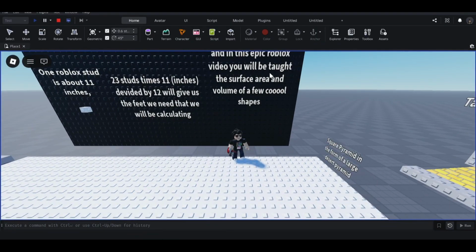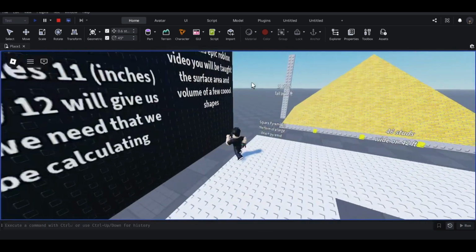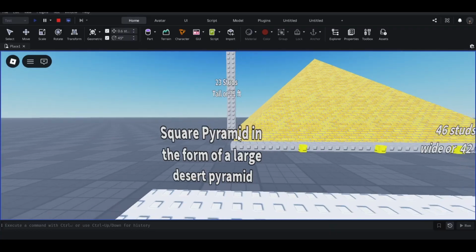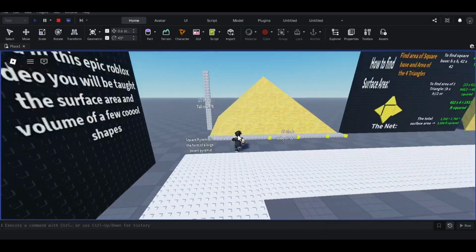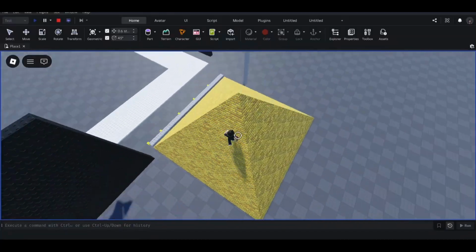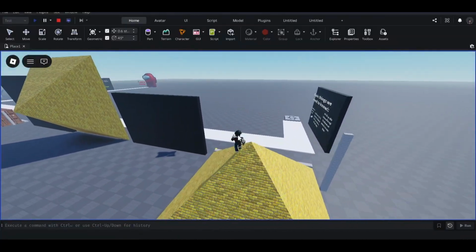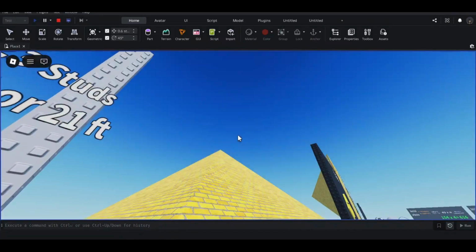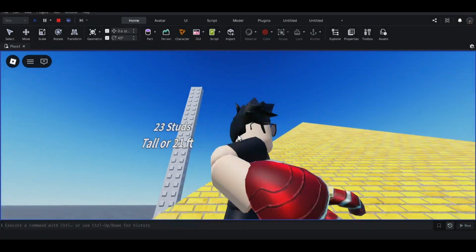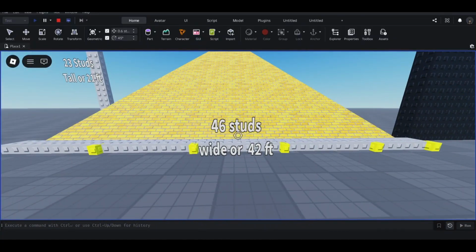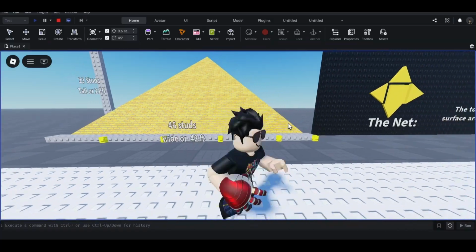In this video, it will be taught surface area and the volume of a few cool shapes. Okay, so here we got our square pyramid in the form of this nice bricked pyramid. It has 1, 2, 3, 4, 5 sides if you're counting the bottom, the base, and it is 21 feet tall, 23 studs tall if you count the studs, and it's 42 feet wide or 46 studs.